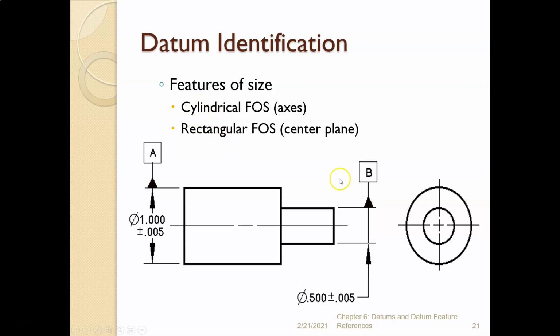All right. When we use a datum to call out a feature of size, if it's a cylindrical feature of size, then we're really identifying a datum axis, right? A datum axis. When we use the datum for a rectangular feature of size, we're really calling out a center plane.